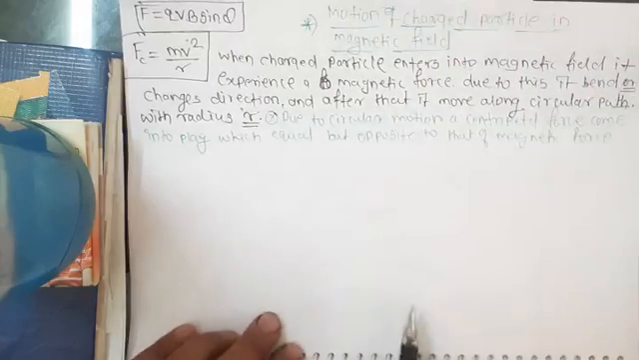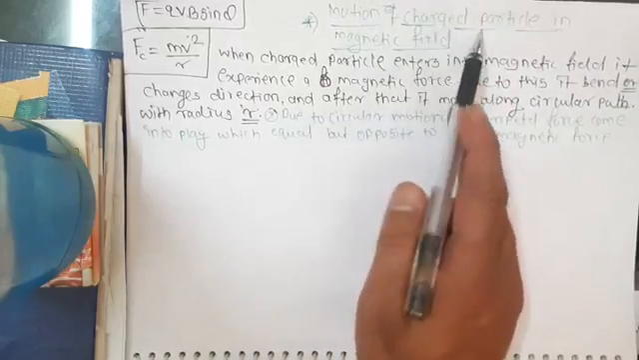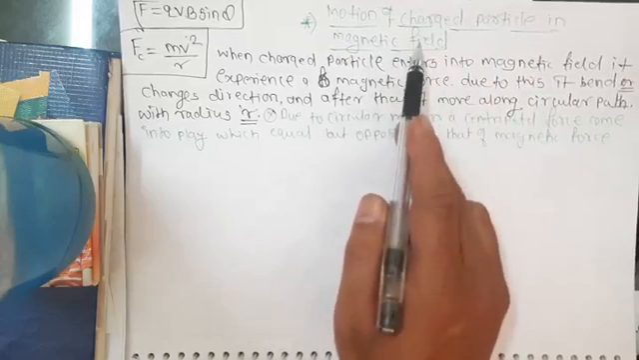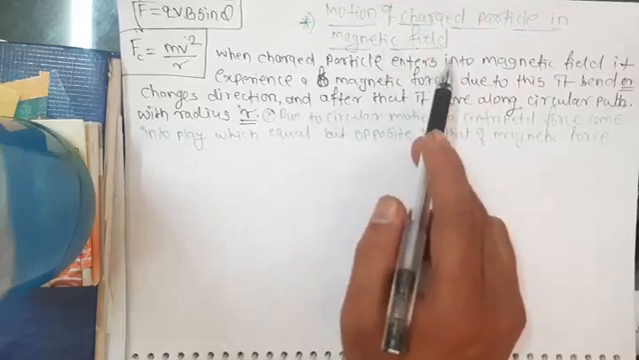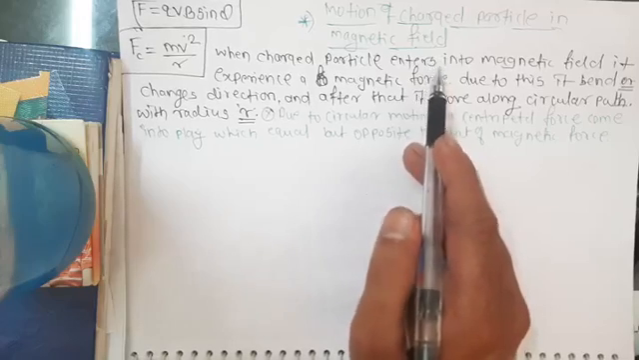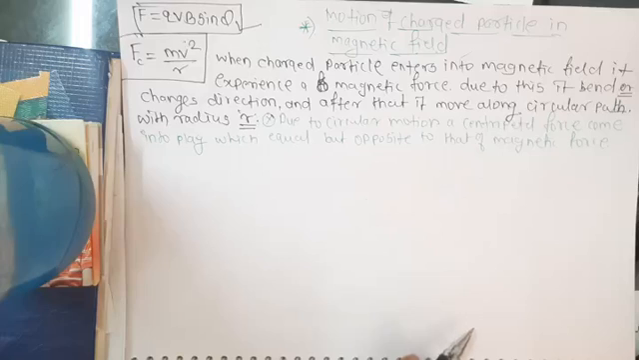Motion of a charged particle in the magnetic field, you can see the heading here. Once it enters, what will happen to the charged particle's motion? Whether it will continue to move in a curved path, or take a circular path, or maybe take another path. Remember this first equation, how much force is applied on the charged particle when it enters the magnetic field.